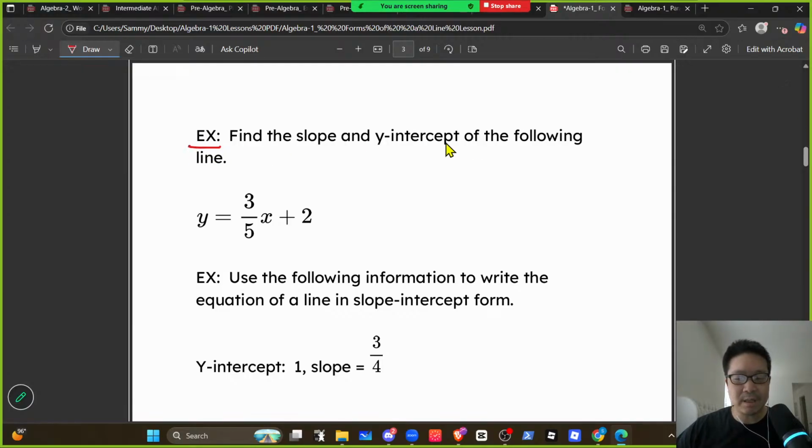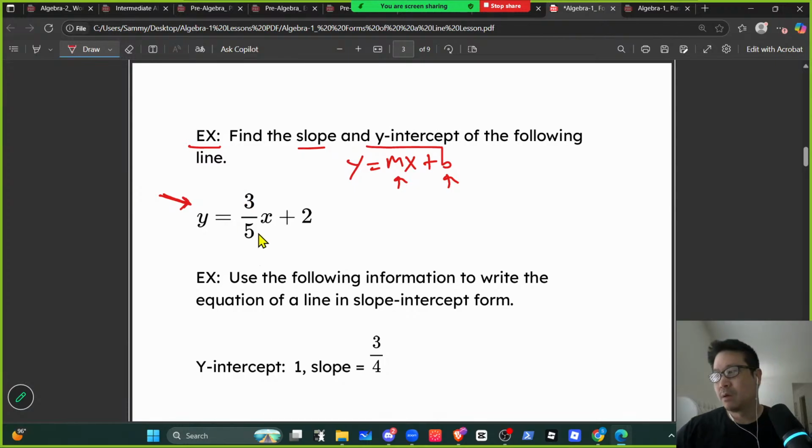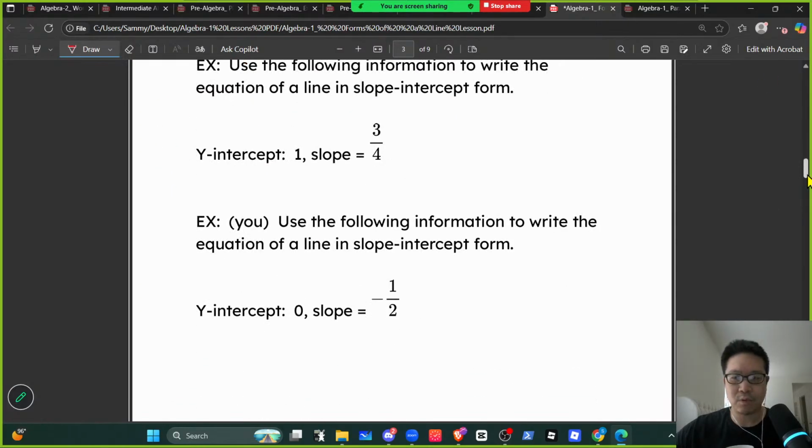It says find the slope and y-intercept of the following line. The general form again is y equals mx plus b, where m is your slope and b is your y-intercept. So in this equation, what is our slope? The 3/5 is the slope, and what is our y-intercept? 2. Good. Let's go to the next example.